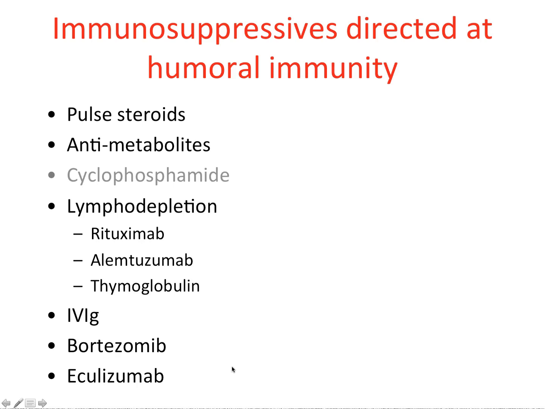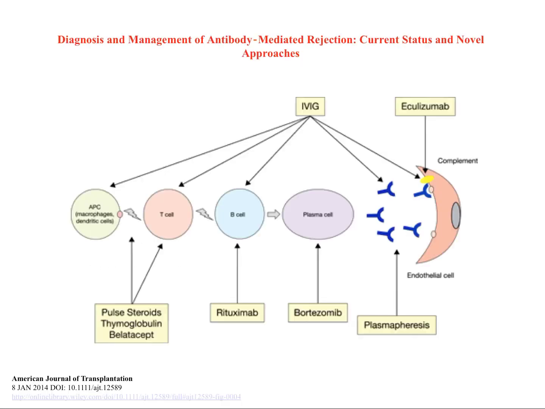Immunoglobulin we've talked about, and we'll talk a little bit about bortezomib and eculizumab. Neither of these drugs are licensed, of course, in transplantation. So this cartoon summarizes it, and you can read this review. You could target the T cell or the antigen presenting cells, and really the common drugs that we do this with are steroids and thymoglobulin. And belatacept is not widely used, but certainly available now.